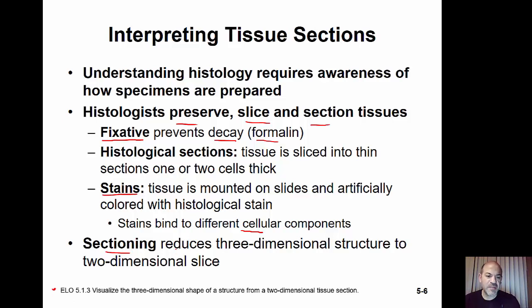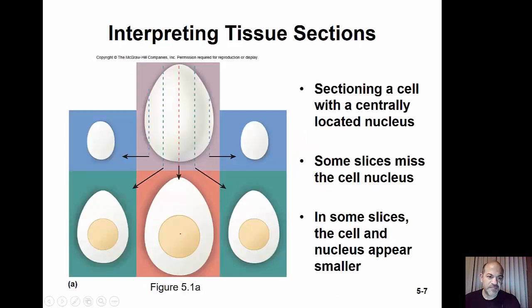When you section it, when you cut it into sections, you're cutting a three-dimensional thing, but you're looking at it in 2 dimensions. There'll be some examples here in a bit to visualize what we're talking about. So here we have something we are familiar with. Let's say this is a hard-boiled egg here in the middle. And if we cut it along different locations, we're going to see different things.